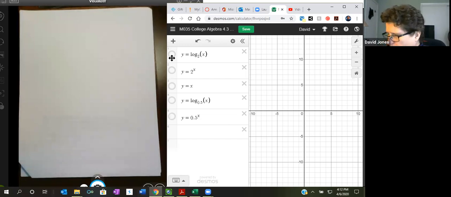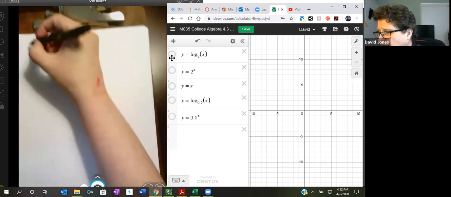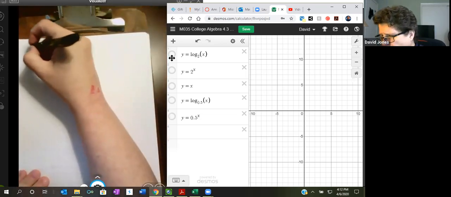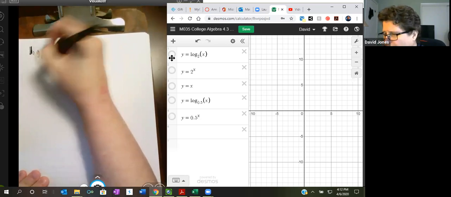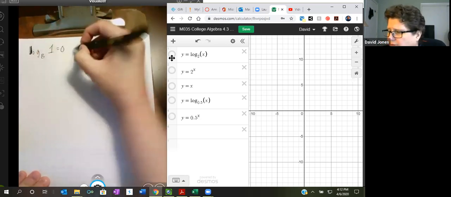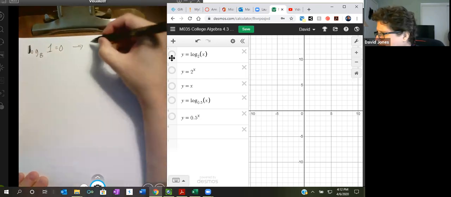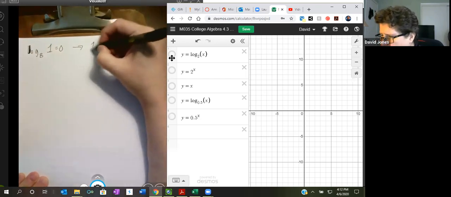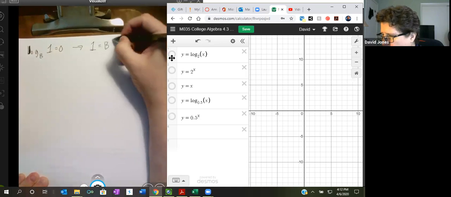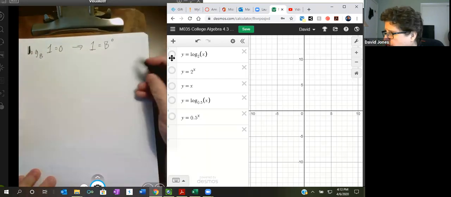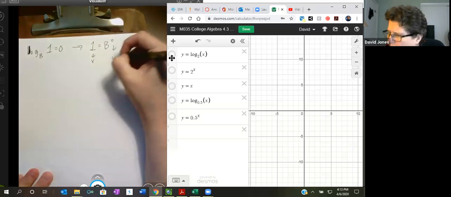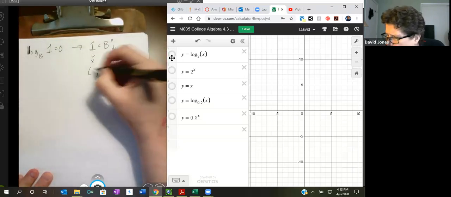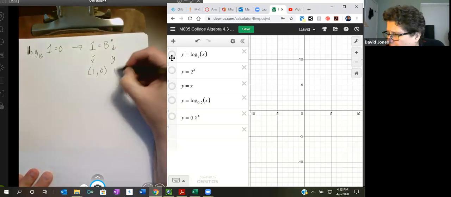Or what else appears on every graph? Log base b of 1 equals 0. This is the same thing as saying 1 equals b to the 0. That's my x, that's my y. 1, 0 is on every log graph.